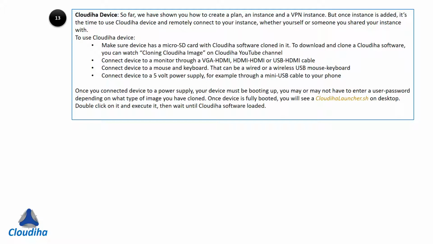Once you connect the device to a power supply, your device must be booting up. You may or may not have to enter a user password, depending on what type of image you have cloned. Once the device is fully booted, you will see a Cloudiha launcher.sh on the desktop. Double-click on it and execute it. Then wait until the Cloudiha software is loaded.